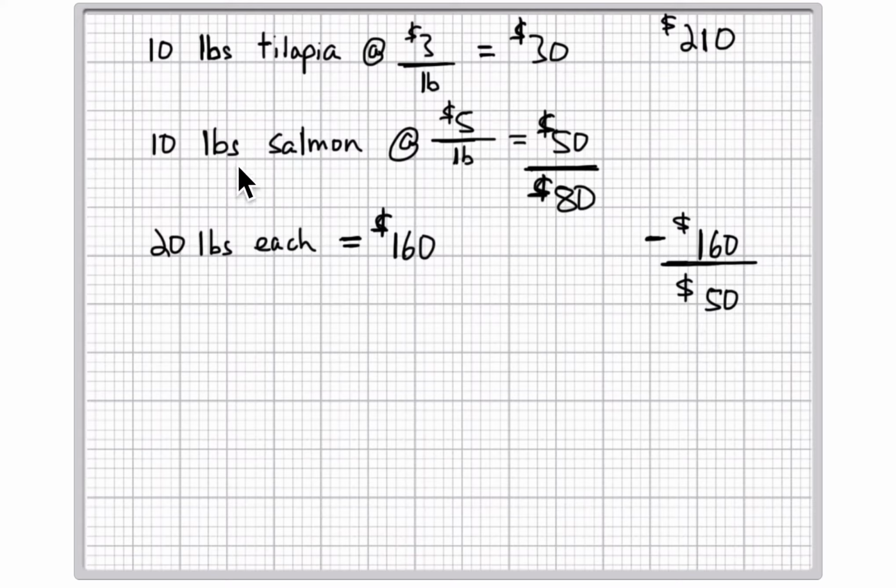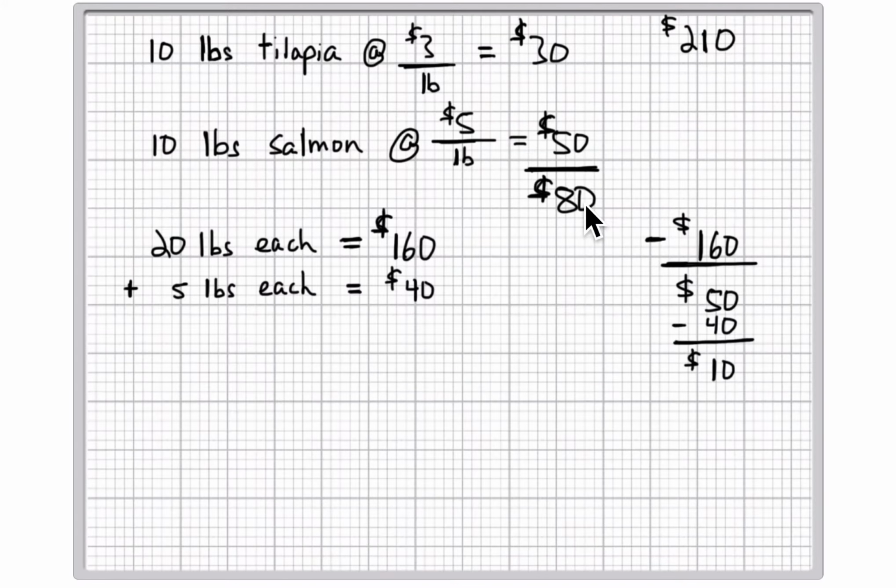All right. Well, I know from up here, if I buy ten pounds and ten pounds, that's using $80. So if I buy half as much of each of these, I'm going to spend $40. That is a proportional relationship. You're actually using some algebra right there to figure out their proportion. So if I buy half of each of these, I'm going to spend $40. So let's do that. 5 pounds of each fish, that means $40. So I'm going to spend another $40 from my $50. So now I have $10 left. So I've purchased 25 pounds of each fish. 20 pounds and 5 pounds.